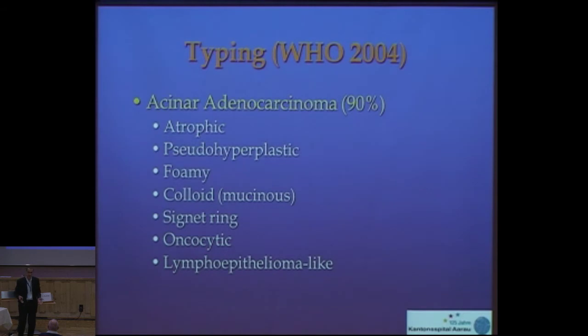So when we're looking at typing, what exists? We are mostly talking about acinar adenocarcinoma. But as I see on the microscope every day, not every cancer is just cancer. I can say every man really has his own cancer and has his own way we look at it. So we have atrophic cancers, pseudohyperplastic, foamy, mucinous cancers, signet ring cancers, oncocytic, and even lymphoepithelioma-like tumors, which we know from the ENT tumors.